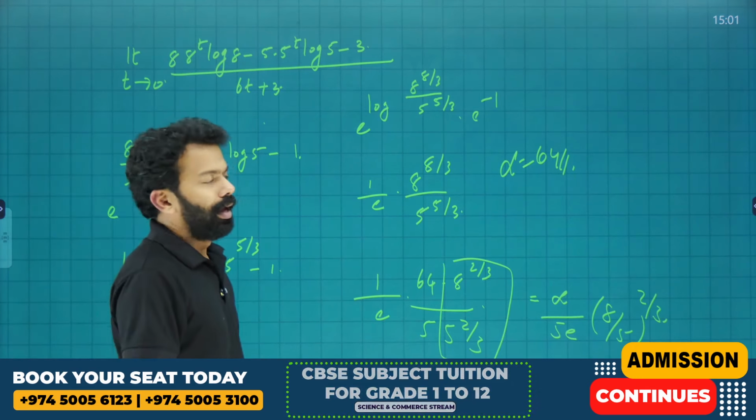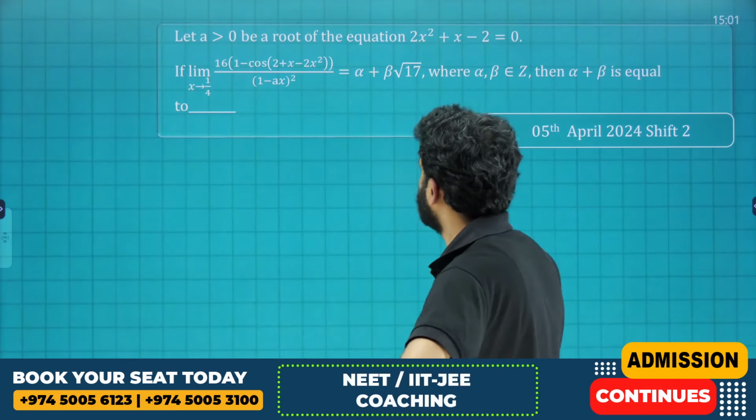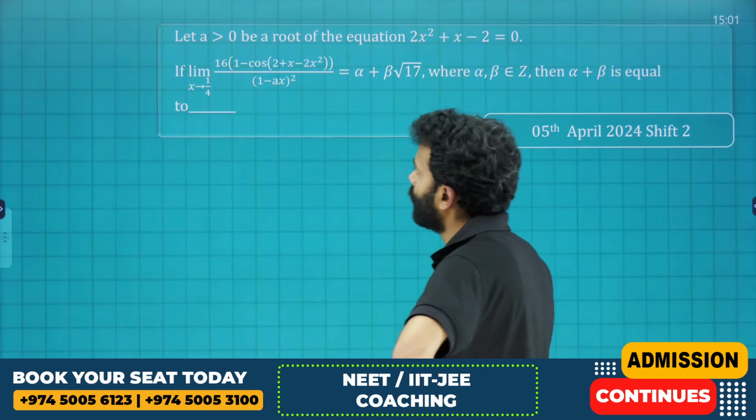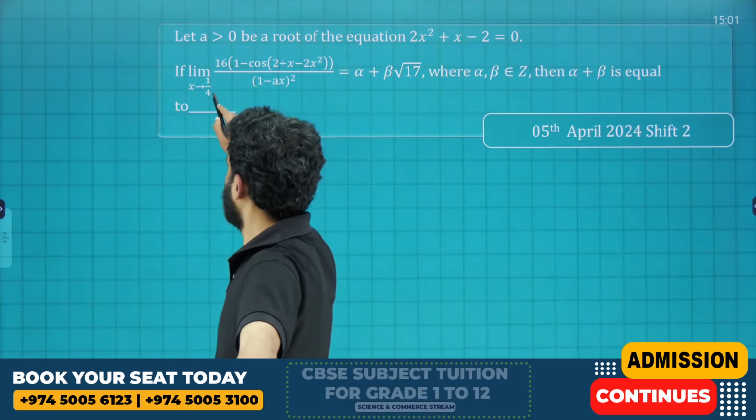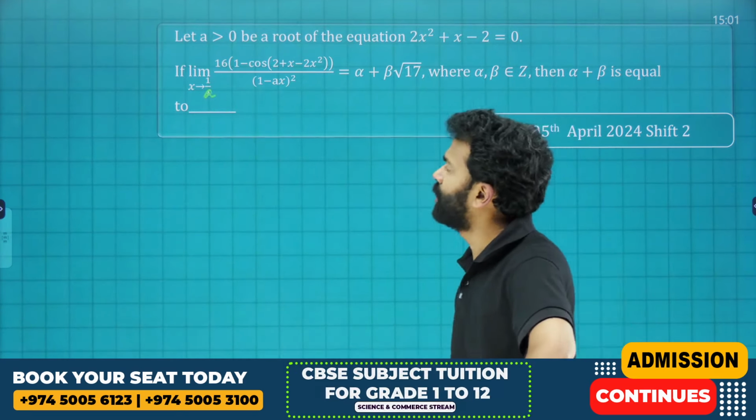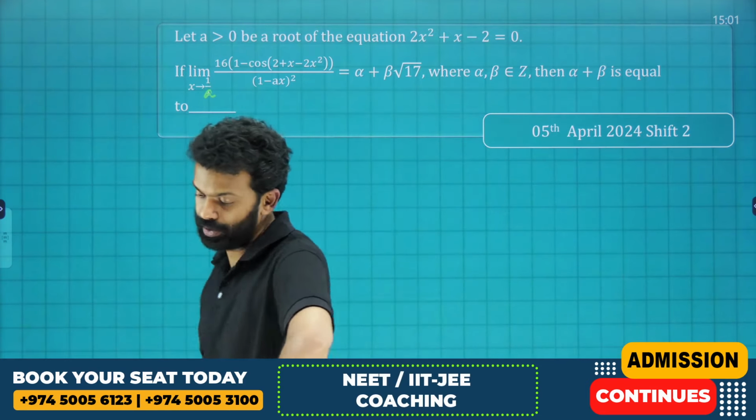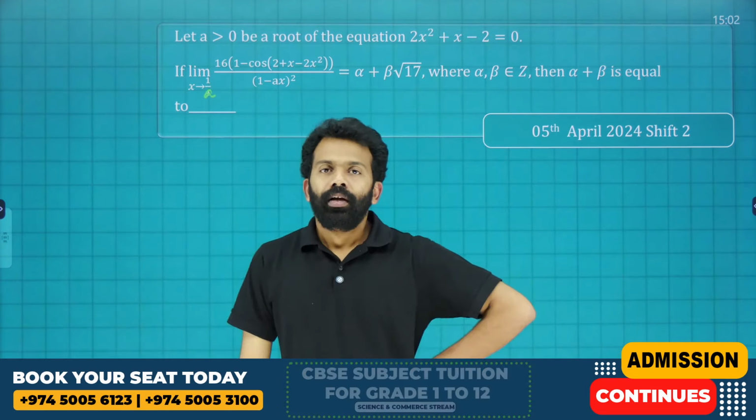Okay, and next one. Yeah, a very interesting and deep concept level question. Very good one. Okay, let a greater than 0 be a root of the quadratic equation 2x square plus x minus 2 is equal to 0. If limit x tends to, instead of 1 by 4, it is 1 by a here, 16 into 1 minus cos 2 plus x minus 2x square divided by 1 minus x the whole square. What are you going to do here? It is equal to alpha plus beta root 70. You need to find the value of alpha plus beta and you need to sum up those values. Okay. So what are you going to do here?